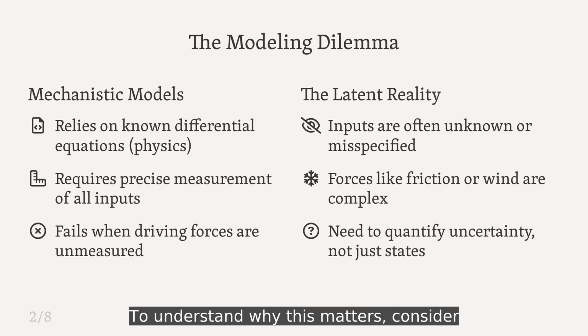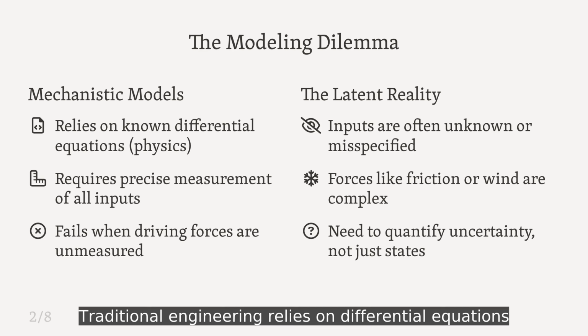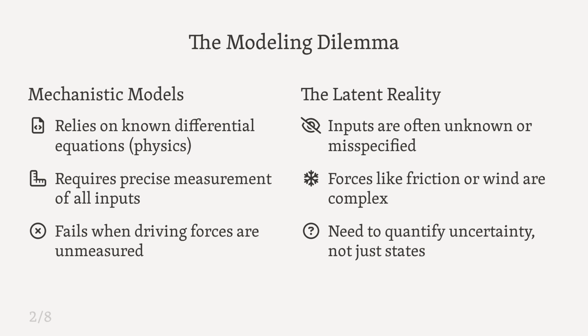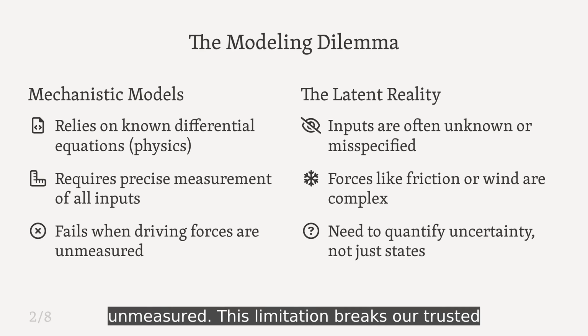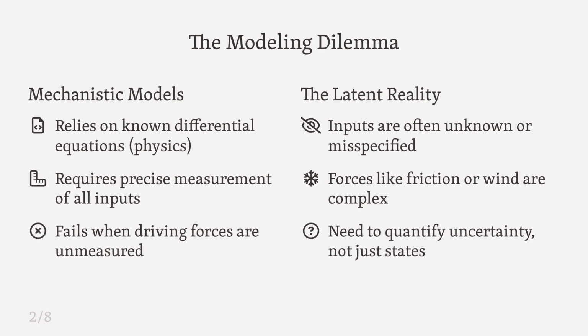To understand why this matters, consider the gap between theory and reality. Traditional engineering relies on differential equations that assume we know every input affecting the system, but in the real world, driving forces like wind gusts or internal friction are often unmeasured. This limitation breaks our trusted models exactly when we need them most.